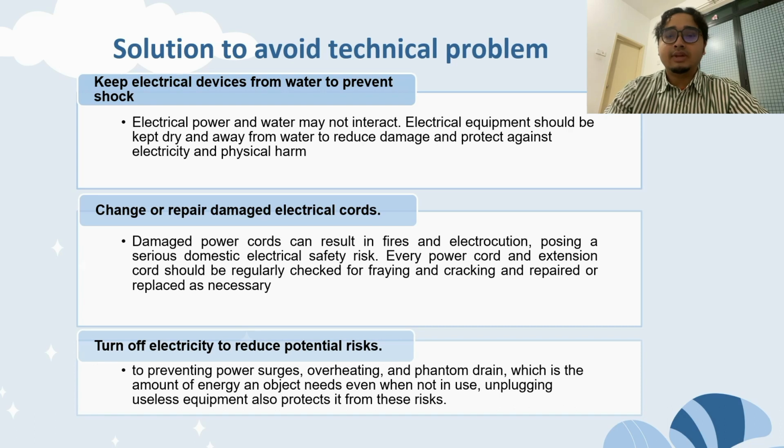Lastly, we can turn off electricity to reduce the potential risk. To prevent power surges, overheating, and phantom drain, which is the amount of energy an object needs even when not in use, unplugging unused equipment also protects it from this risk.